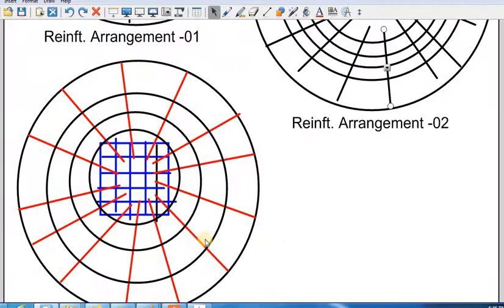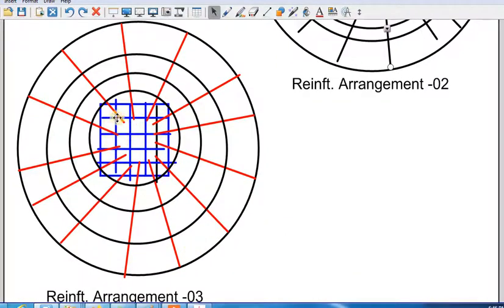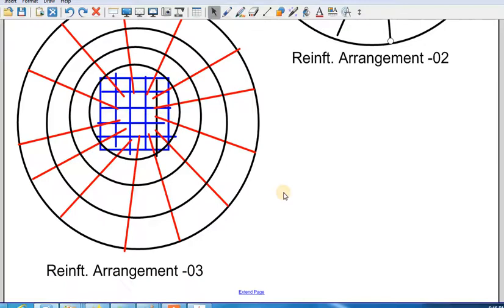An even better way is to provide a rectangular mesh at the center. The blue color, as you can see here, will be laid this way, and these bars will go inside the mesh for a distance of Ld. This distance from the edge of the mesh is Ld. Then the hoop stress rings will be provided like this. These are the main three ways we will provide. We will discuss them in detail.